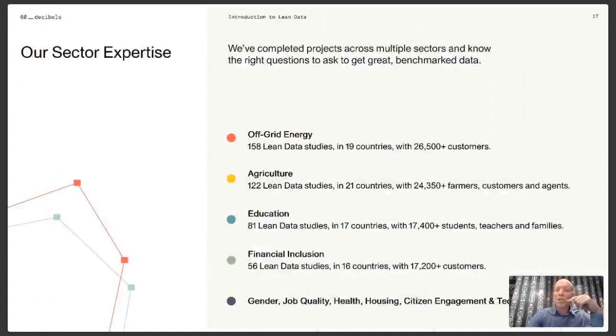And these are some sectors that we work in. Off-grid energy, agriculture, education, and financial inclusion are the biggest ones. And as you can see, in each of these sectors, we have between 50 and 150 studies that we've completed, which makes our benchmarks really strong and powerful. And we get to the point where we can say in any of these sectors, not only how an individual fund or social enterprise is performing, but also how their performance compares to their peers on the social impact that they're creating. As you can see, we're also doing a growing amount of work in gender, in good jobs and job quality, health, housing, etc. And have started recently to work a lot more in supply chains, both for foods as well as for garments and other sorts of things.